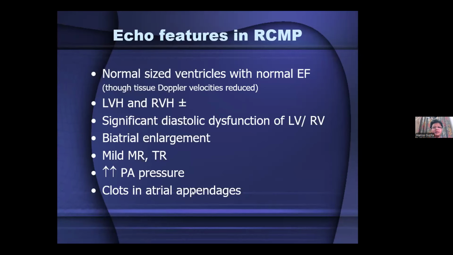So, normal size ventricles with normal EF. LVH and RVH may or may not be present. There's a significant diastolic dysfunction of both LV and RV, biatrial enlargement, mild MR and TR, increased PA pressures. And in certain situations like EMF, you can find clots in the appendages and a dilated IVC.